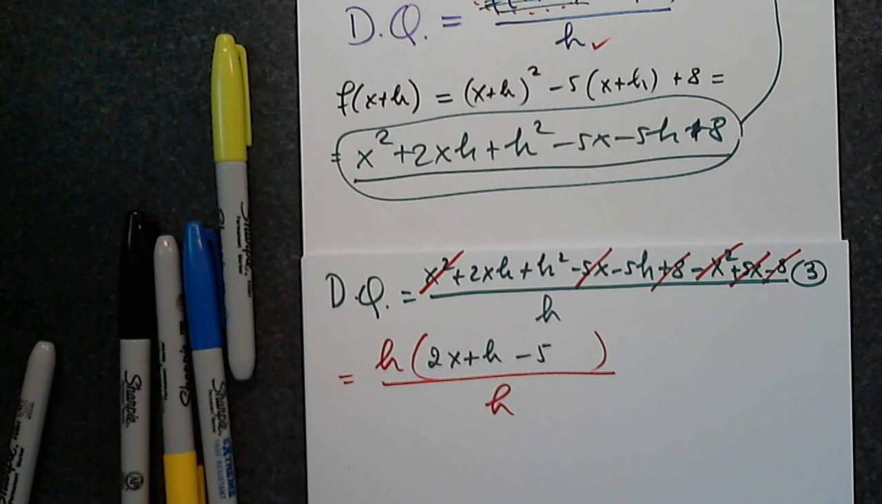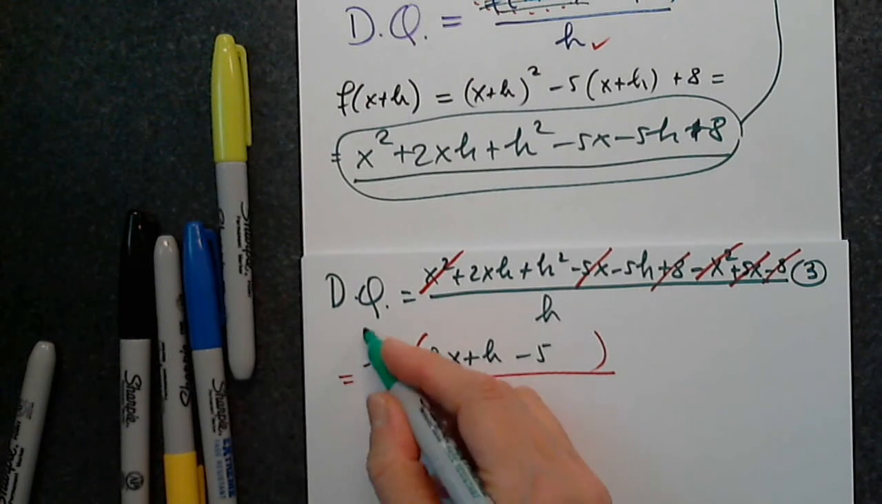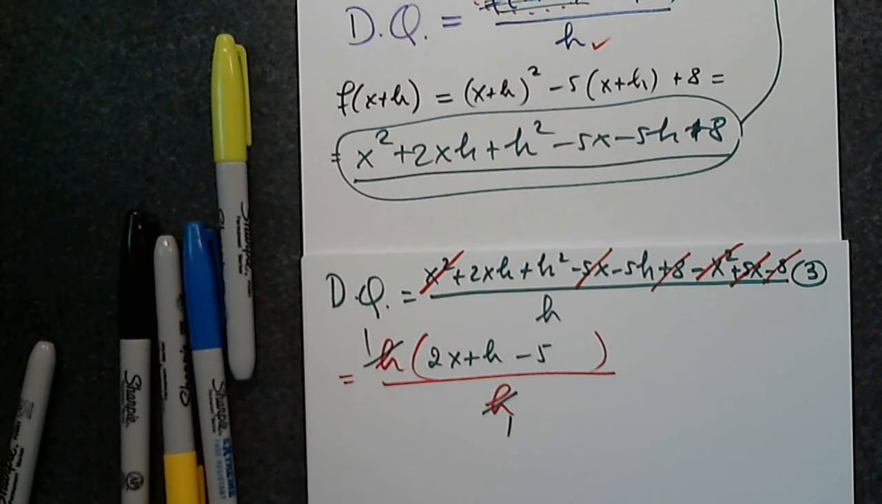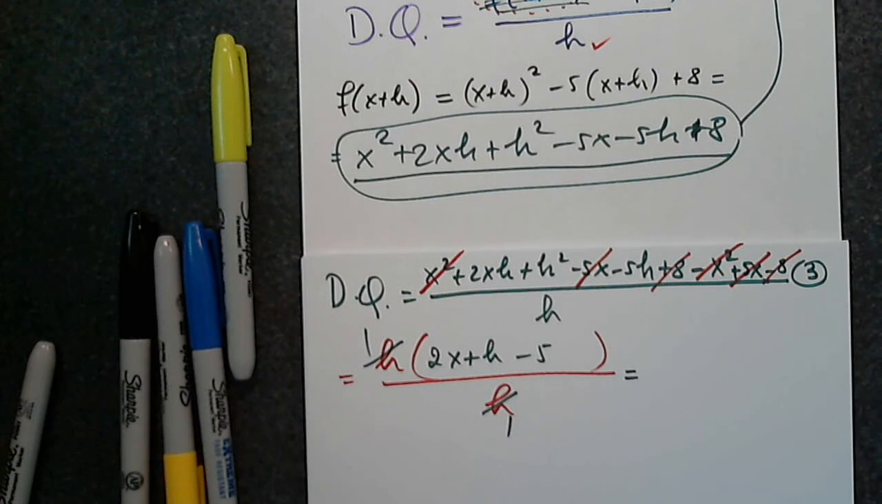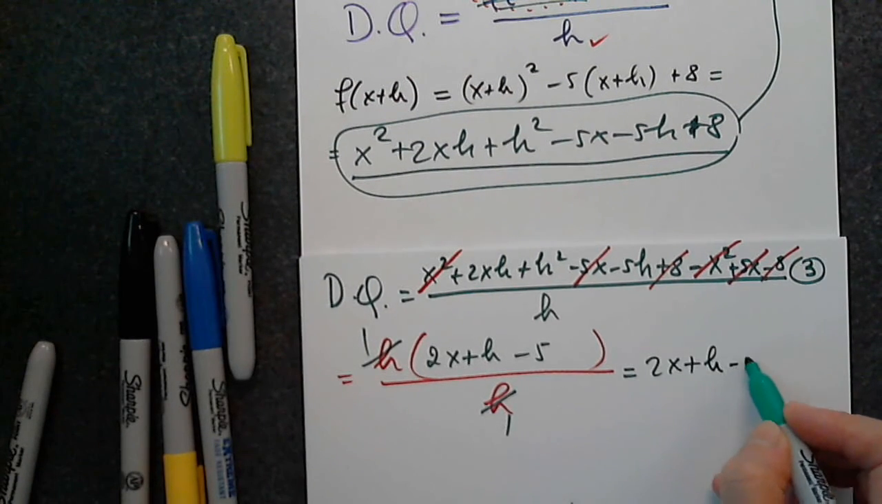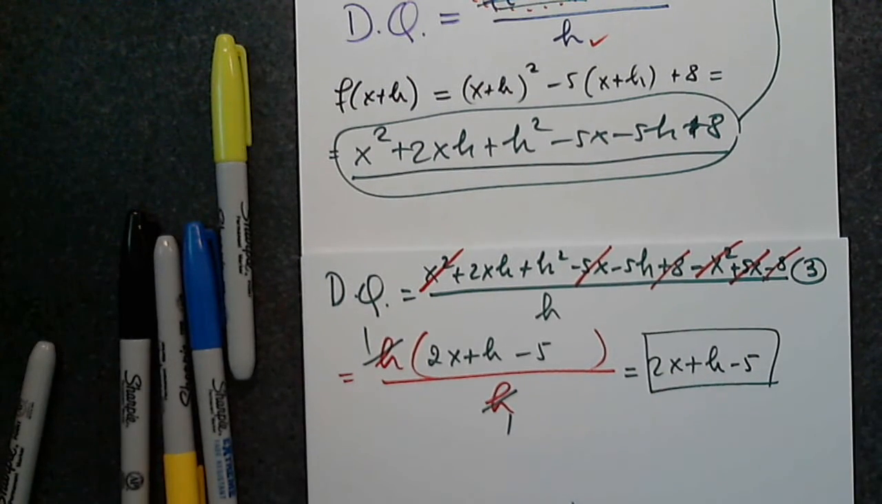What do you think I'm going to do next? It is the second thing that must happen. Cancel. Right. I can simplify the h with the h. Please write 1 so you don't think it's 0. So what is the final simplified form of the difference quotient for this function? 2x plus h minus 5. What does this expression give? It gives a rate of change. The rate of change for this function between p and q.